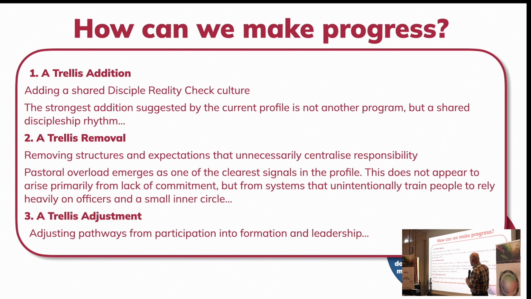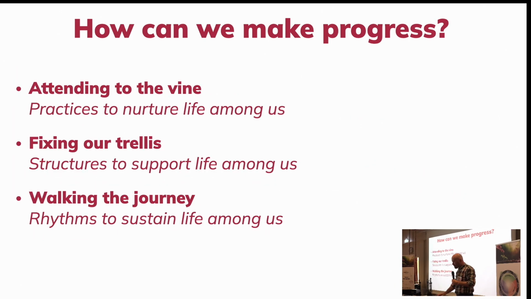Or removing trellis, removing structures and expectations and unnecessarily centralised responsibility straight out of the results. What does that look like? We don't know. It might be different in different places, but something like that's going to happen. Let's have that conversation, make some action plans and move forward with that. Or a trellis adjustment, adjusting pathways from participation into formation and leadership. And again, so much army thing. It's like, well, here's the fast track line to getting involved and doing ministry. But okay, maybe you can take the second line, which is some formation and discipleship, or whatever you actually most need at the moment. So it's not just into participation, but has other options as well.